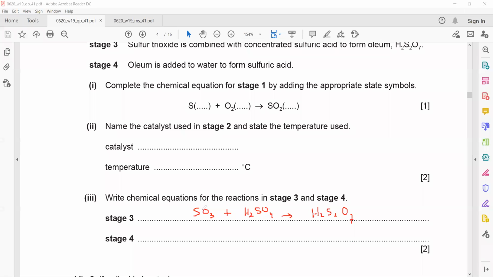And stage 4, oleum is diluted with water, so H2S2O7 plus H2O gives 2H2SO4.